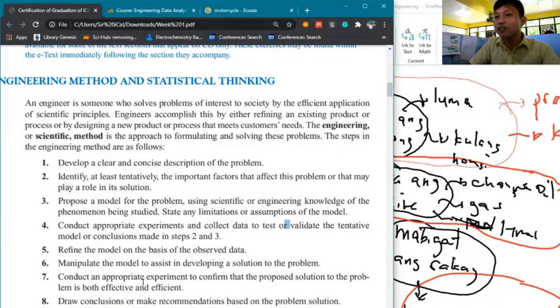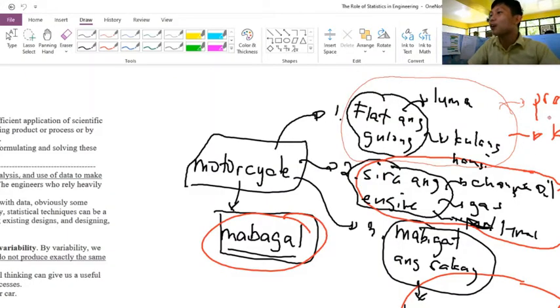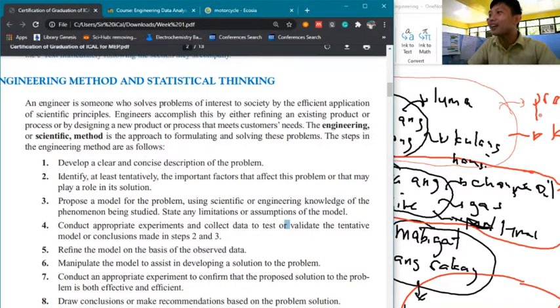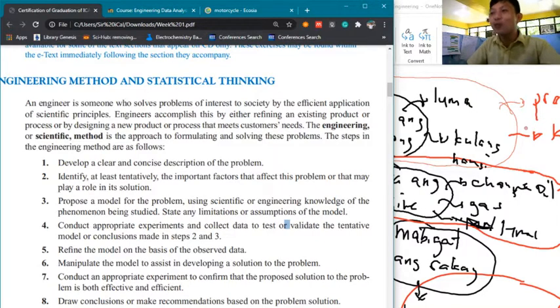Okay, so number 7 is conduct an appropriate experiment to confirm that the proposed solution to the problem is both effective and efficient. Now, for example, based sa data na nakuha natin sa ating measurements, nalaman natin na yung pressure gauge ng gulong is mababa. So, since mababa yung pressure gauge natin, syempre, tataasan natin yung pressure gauge at lalagyan natin ng hangin. So sa number 7, ang ibig sabihin niyan, kapag nalagyan na natin ng hangin yung gulong, itetest na natin kung bumilis yung sasakyan. At kapag bumilis yung sasakyan, edi confirm.